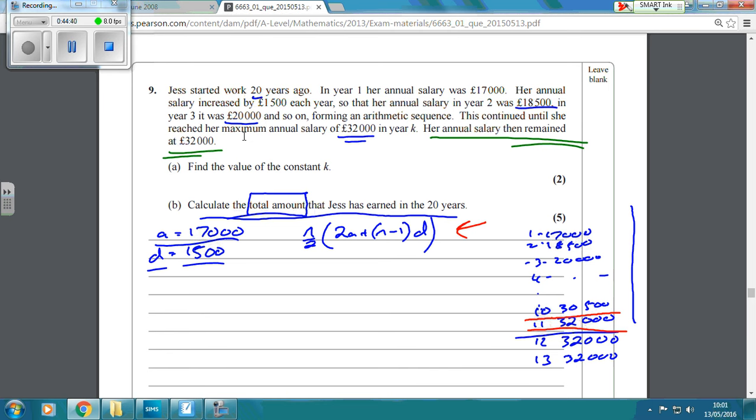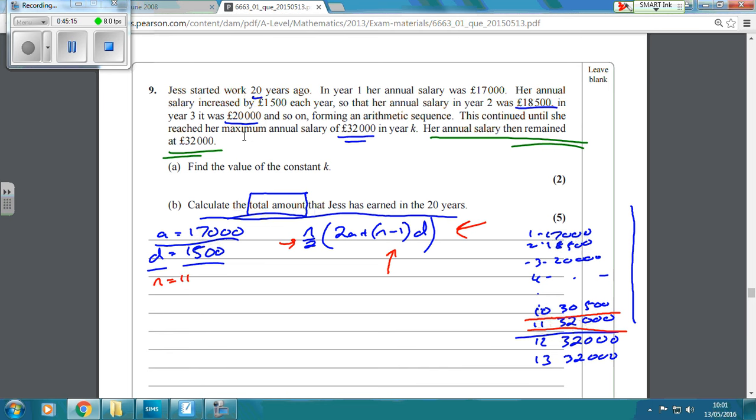And it's completely up to you. I mean, there are benefits and drawbacks of doing both. I am probably going to do the 11th year, so that when I do n minus 1, I've got a nice round number of 10. Of course, if you do the 10th year, then 10 divided by 2 is going to give you 5, not 5.5. So again, it doesn't really matter, but for this question, I'm going to use n equals 11.